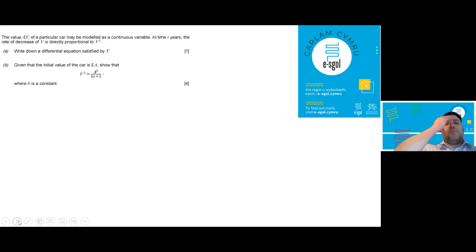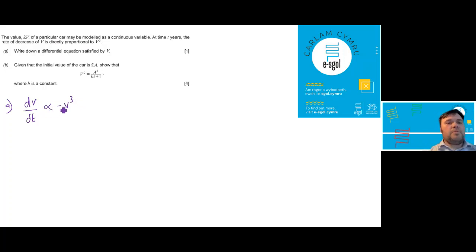Okay, so you've got here the rate. The rate is going to be a decrease of V, so it's going to be dV by dt. That's the start of my differential equation, the rate of change. That's part A. And then it said that at time t years, the rate of decrease of V is directly proportional to V cubed, but it's decreased, so it is minus V cubed.